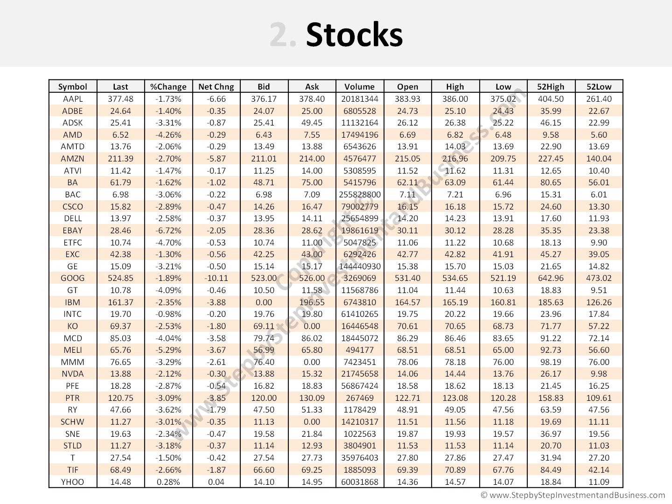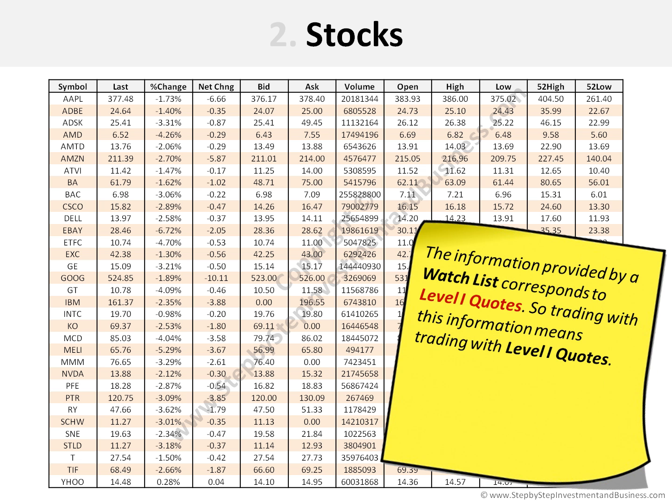Here is an example of what a watch list is. Basically, it is a table where the information of the quotes of the companies we want to follow is shown. Precisely in the first column, on the left, we see the symbols of the companies we are following. The information provided in the other columns will be analyzed next. Basically, the information provided by a watch list corresponds to level 1 quotes. So, trading with this information means trading with level 1 quotes.